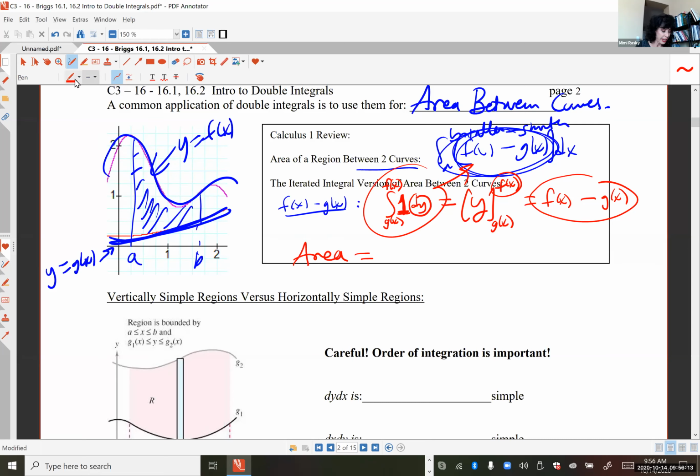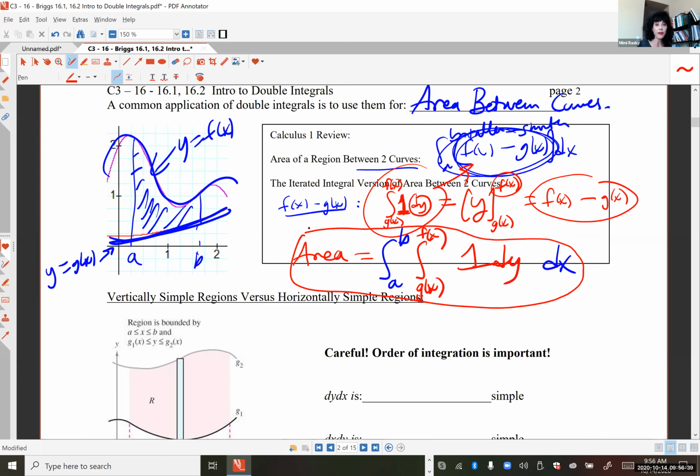You're still going to have the outermost integral, where you have pure numbers as limits, a to b, and you'll have that one be with respect to x. And then the innermost integral, which we just did, is the integral basically of 1 with respect to y, where the shorter function is the lower limit and the taller function is your upper limit. And this is a double integral that represents area between two curves. Pretty cool, huh?